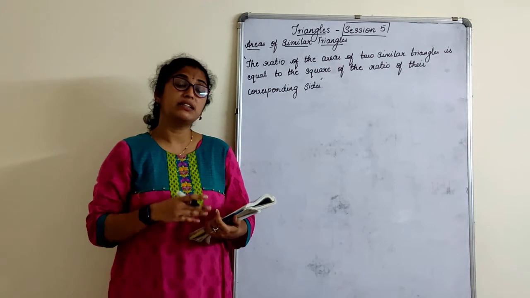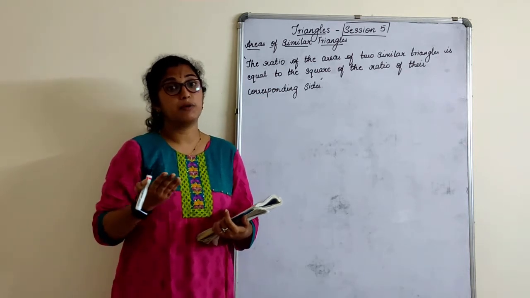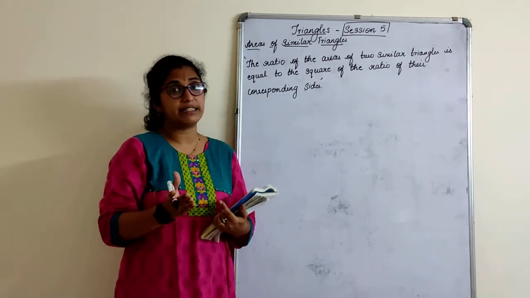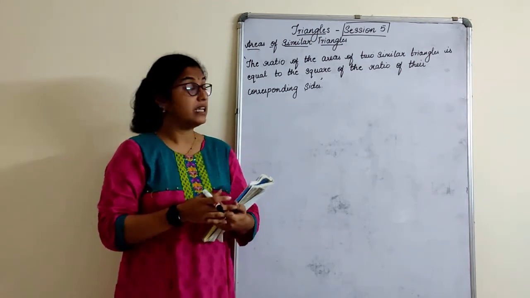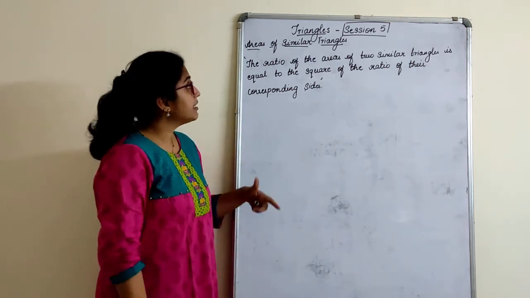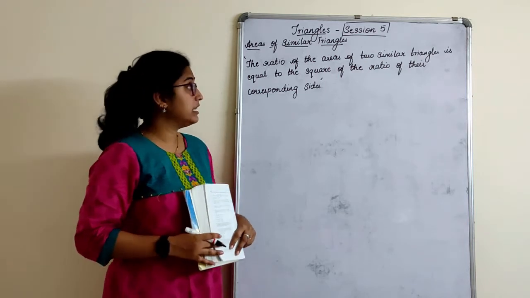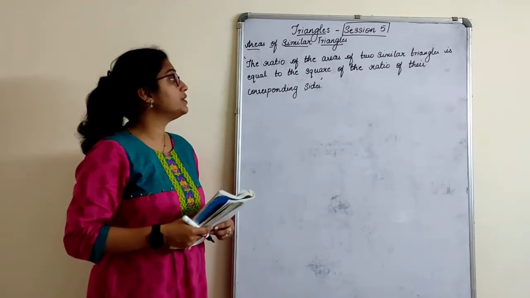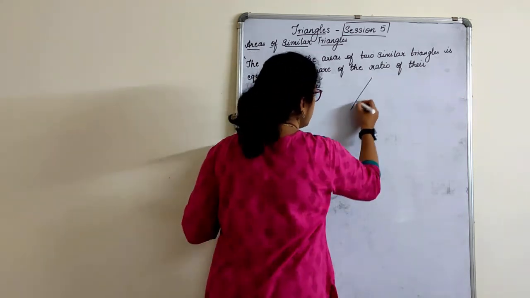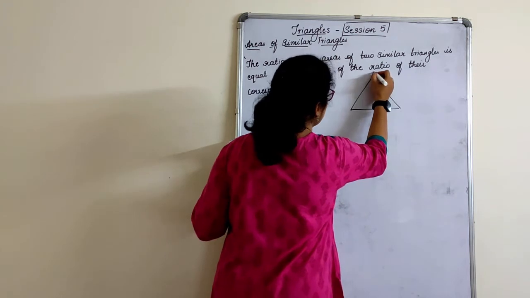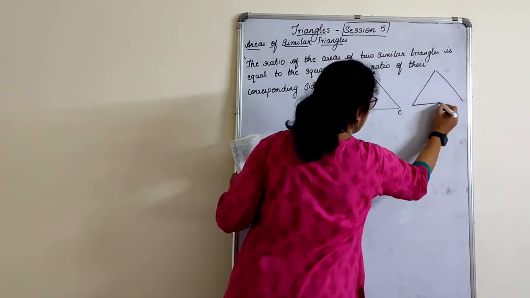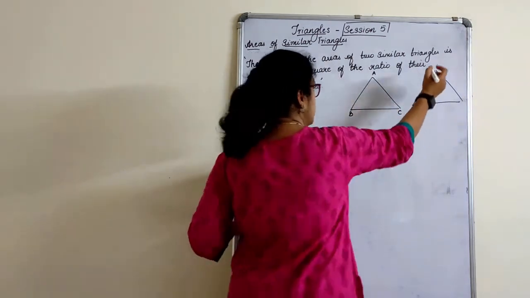Then we studied the corresponding sides and corresponding angles with respect to AA, SSS, SAS criteria for proving similarity of triangles. Now we will learn about areas of similar triangles. It's a theorem: the ratio of the areas of two similar triangles is equal to the square of the ratio of their corresponding sides. Given two triangles, the condition is these triangles should be similar.